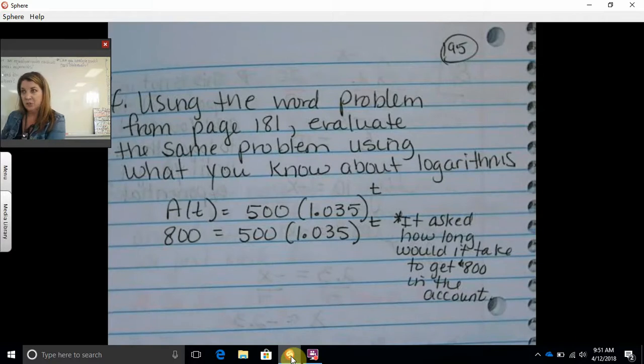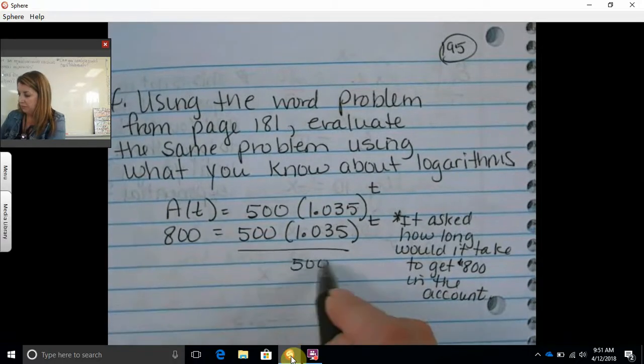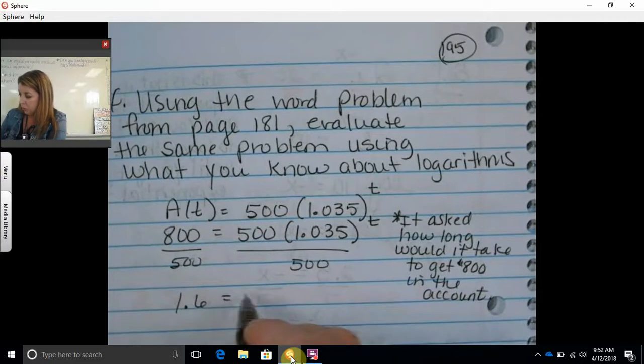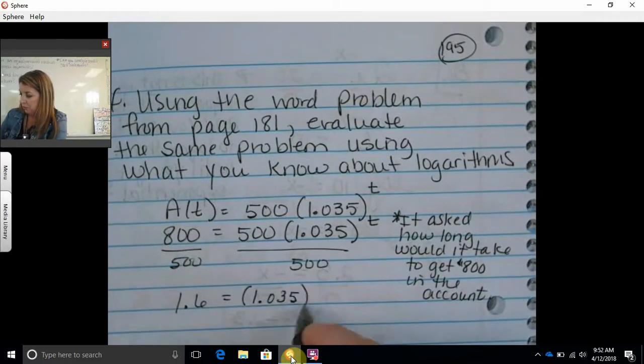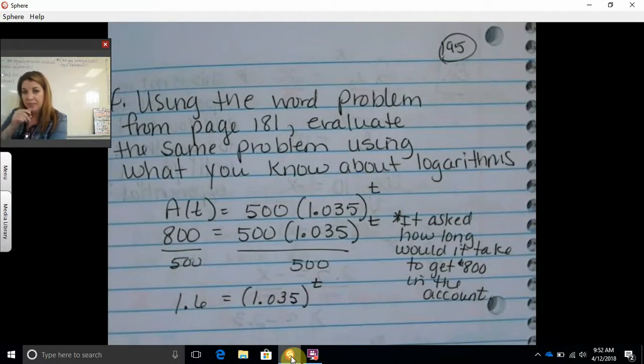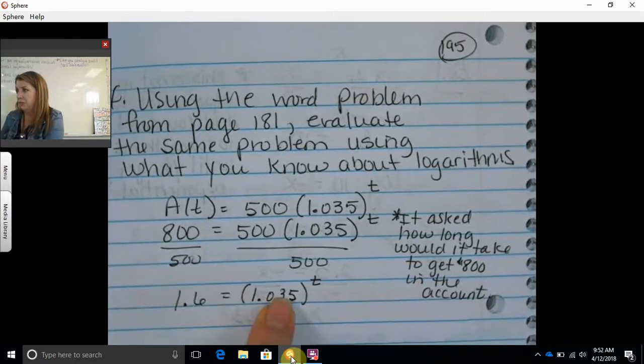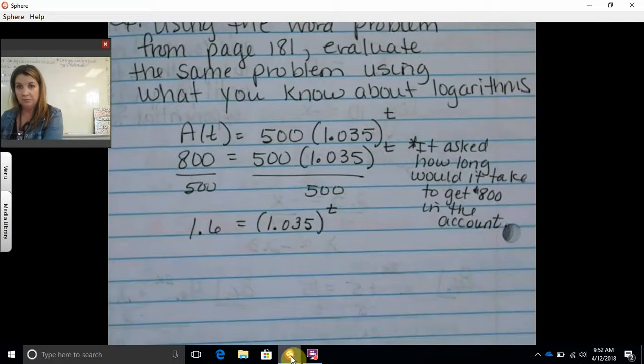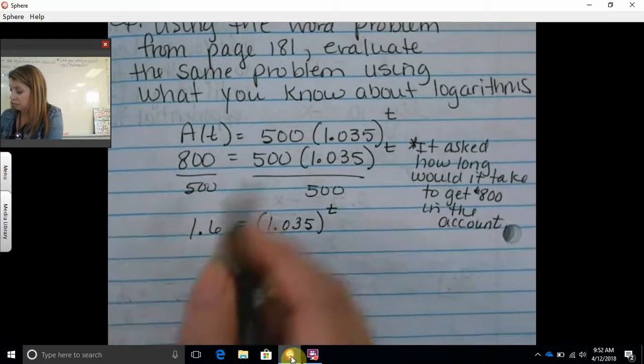All right, is this an exponential form? No. What could we do to get it in exponential form? Divide both sides by 500. And so you get 1.6 equals 1.035 raised to the t. Now, this is not a natural logarithm, right? This is not a base e. I'm going to do a word problem where we have a base e, but this is not it. So now, can we write both sides with the same base? Nope. So we'll convert it to a logarithm.